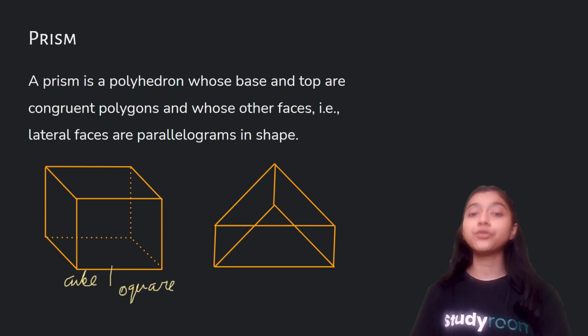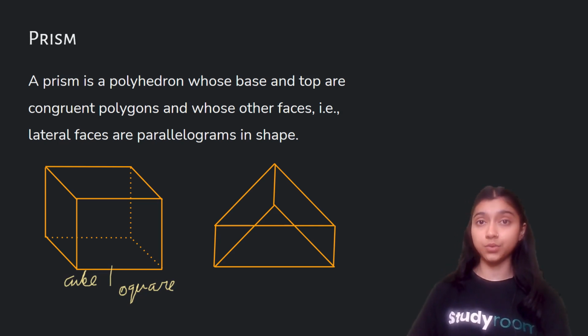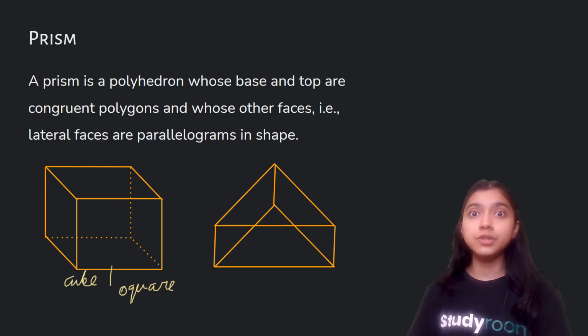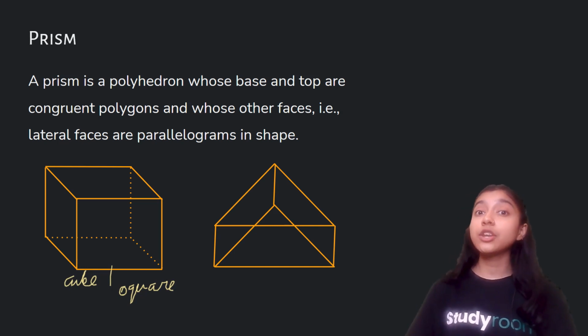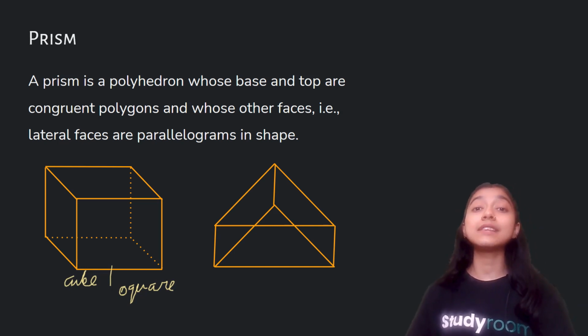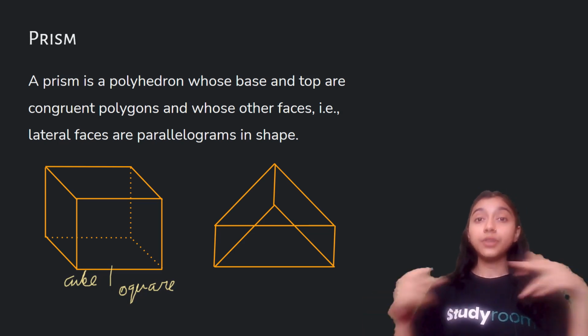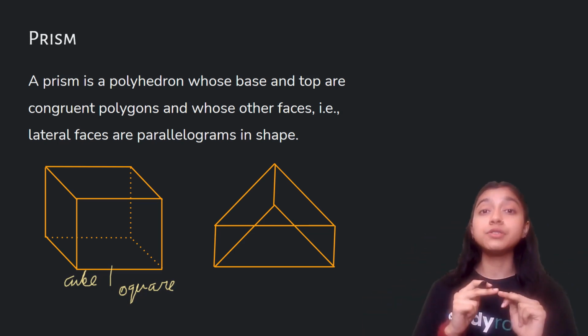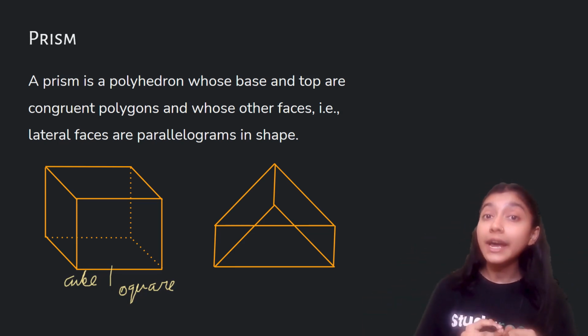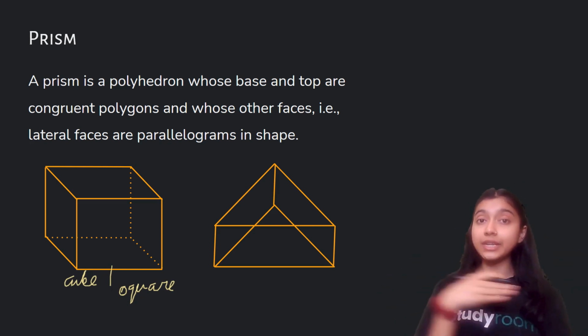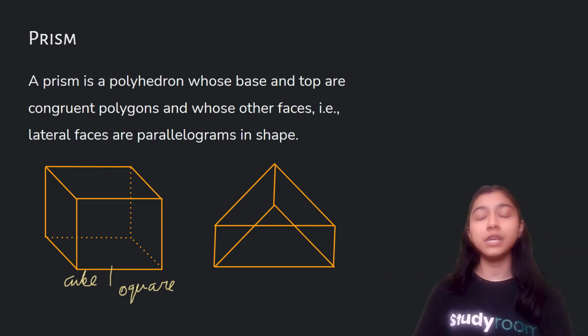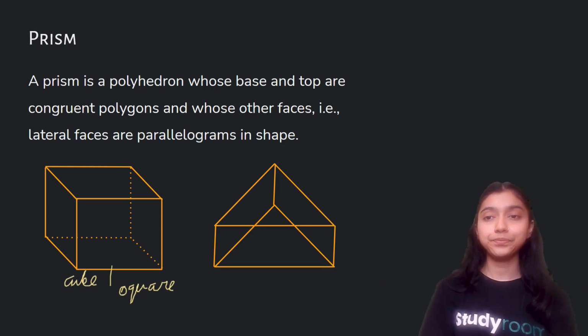Another example of a prism that we have over here is this one. This is the usual glass prism that you might have even seen in your practical labs. This is also known as a triangular glass prism or simply a triangular prism. In a triangular prism, the base and the top are made up of congruent triangles, and all three side or lateral faces are made up of parallelograms.